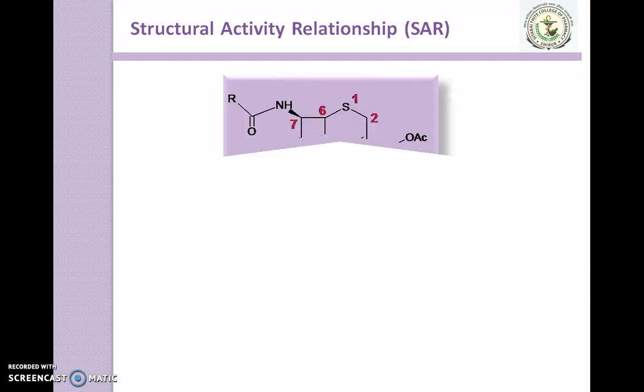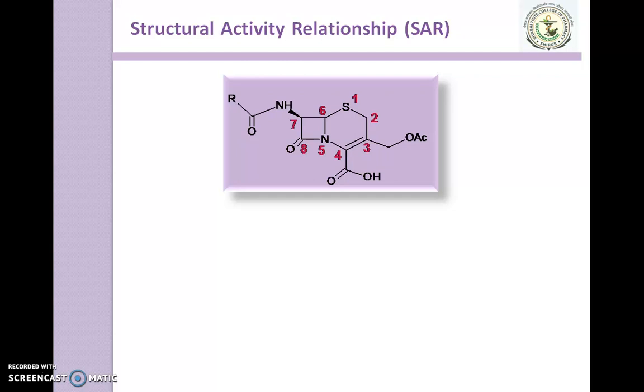Here is the general structure of cephalosporins. Cephalosporins contain a fused ring system having a dihydrothiazine ring along with a beta-lactam ring. Along with this, they have different substitutions on carbon number 3 and carbon number 7. It also has a substitution on carbon number 4 with a carboxylic group. On carbon number 3, it has an acetoxy group. And along with this, it also has a carbon-carbon double bond between carbon number 3 and carbon number 4.